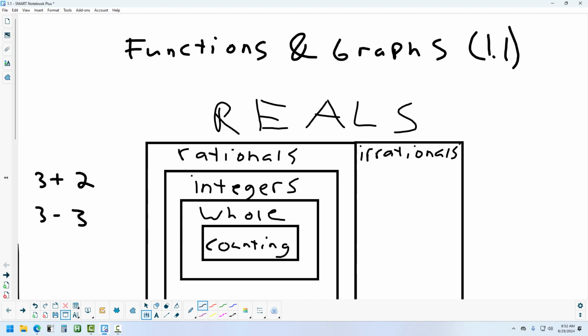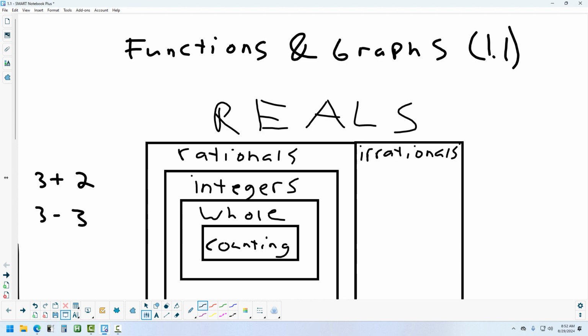So that's why we have whole numbers. So whole numbers give us 0. That's the only difference between counting numbers and whole numbers. Okay, so whole numbers include 0, and they allow you to do something minus itself. Okay, without 0, you can't do 3 minus 3. There wouldn't be an answer.